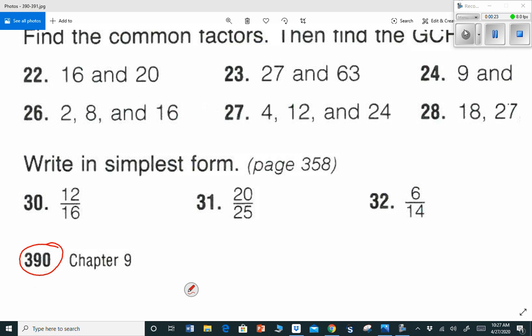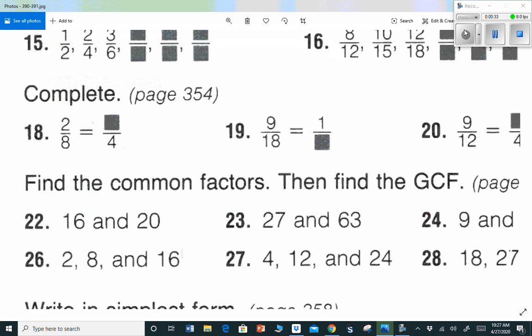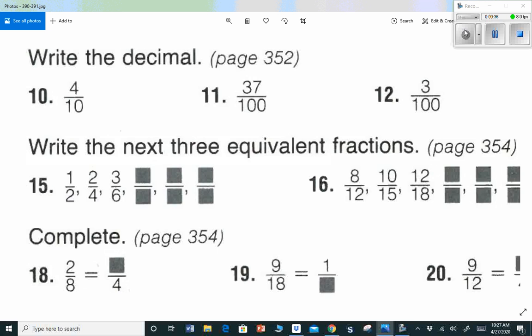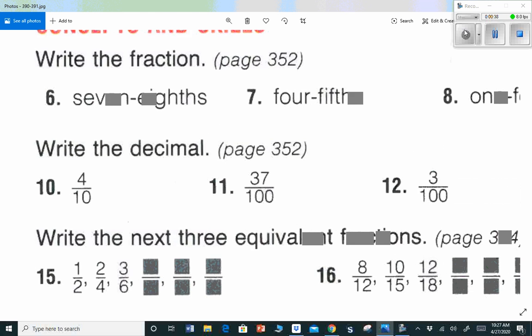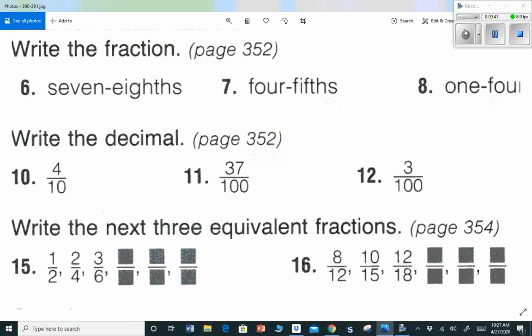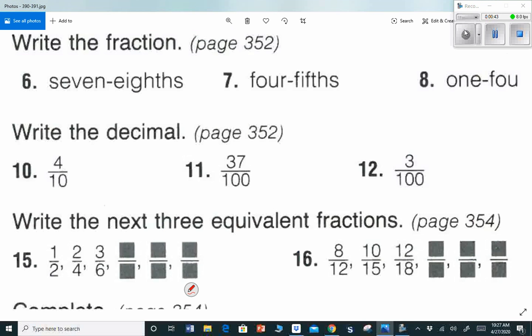So we're going to look over lessons 9.1, 9.2, 9.3, and 9.4. So label your paper in your notes for page 390, and we're reviewing 9.1 to 9.4. Okay, so I'm hoping that 6 will not be a problem for you. You're just supposed to write the fraction 7/8. So a 7 on the top and an 8 on the bottom. The top is called the numerator. The bottom is called the denominator.